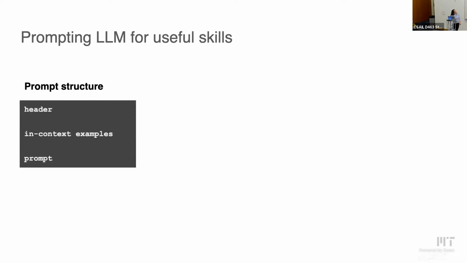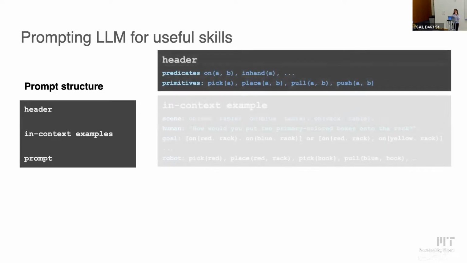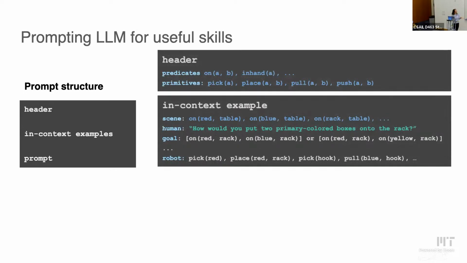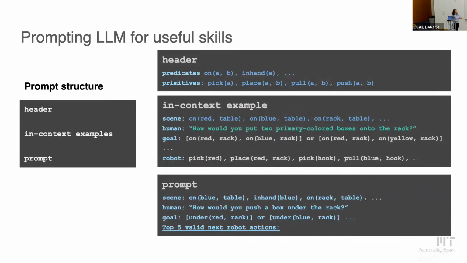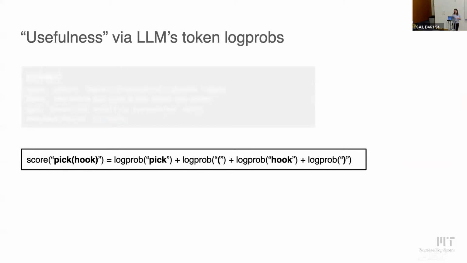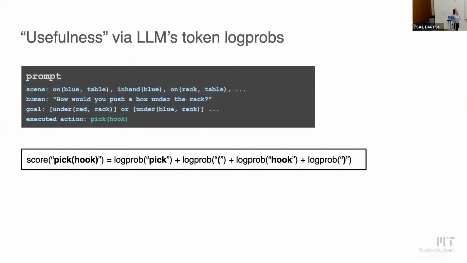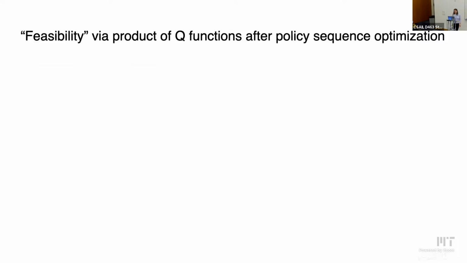That is maybe something interesting, the prompt structure that contains the header with all the predicates and primitives, a few in-context examples, and then the final prompt that we give to the LMM at every step. Again, the usefulness is evaluated via these log probs that we get from the LMM. And then the feasibility is basically TAPS, right? So I'm not going to explain this one again because that's just what you've seen before.